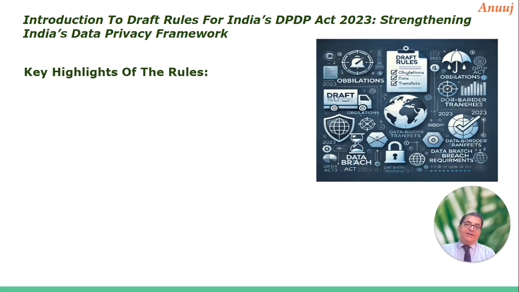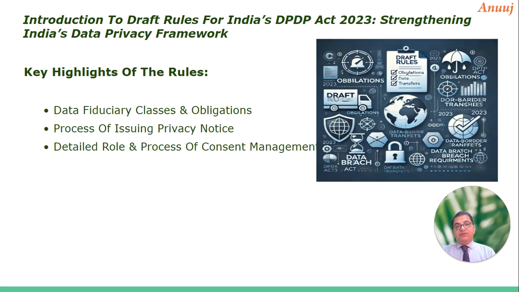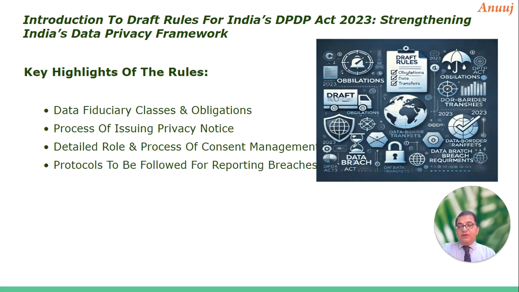So what are the key highlights of these rules? So detail about data fiduciary classes, fiduciaries, right? The organizations who process personal data, process, collection, storing, processing or using, sharing with third parties, deleting personal data of citizens of India are the organizations called fiduciaries. What are their obligations? How would they issue privacy notices? A lot of detail about consent management. What is consent management? Who is the consent manager? And how would it all progress? We'll discuss it in the later videos.